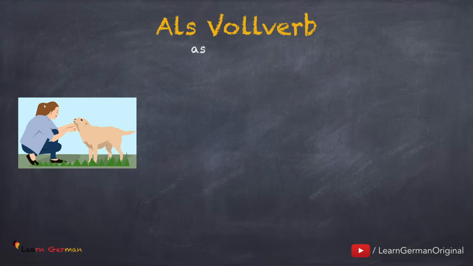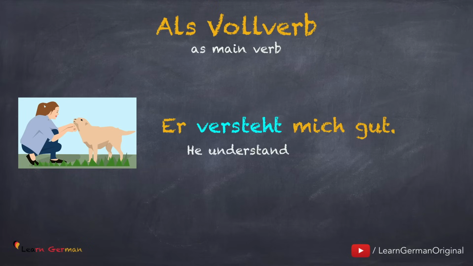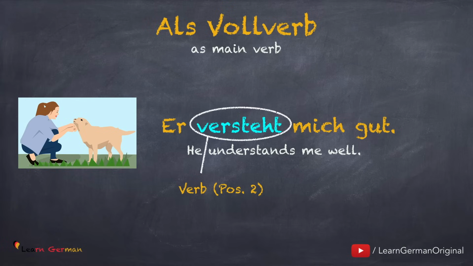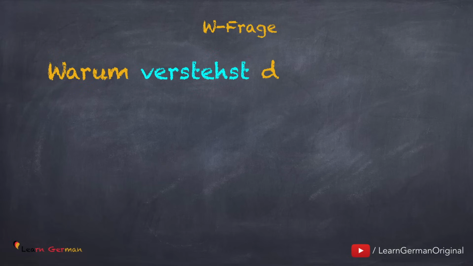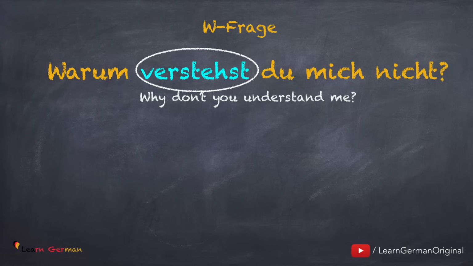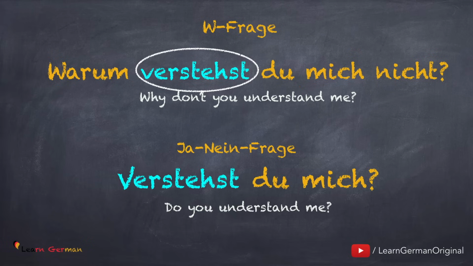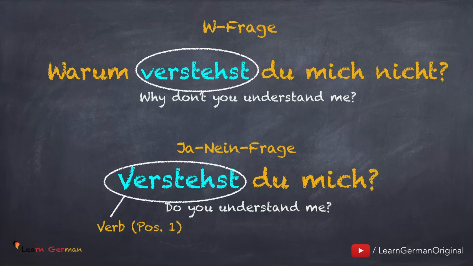How is an untrennbares Verb used as a Vollverb? Er versteht mich gut. As you can see, the verb here is in the second position. It is conjugated, but the prefix is not separated from the verb. What happens when we frame questions? In the case of W-Frage, warum verstehst du mich nicht? Here again, the verb is in the second position and conjugated. In the case of a Ja-Nein-Frage, verstehst du mich? Like all other verbs, untrennbares Verb will also be in the first position and conjugated. The prefix is not separated.